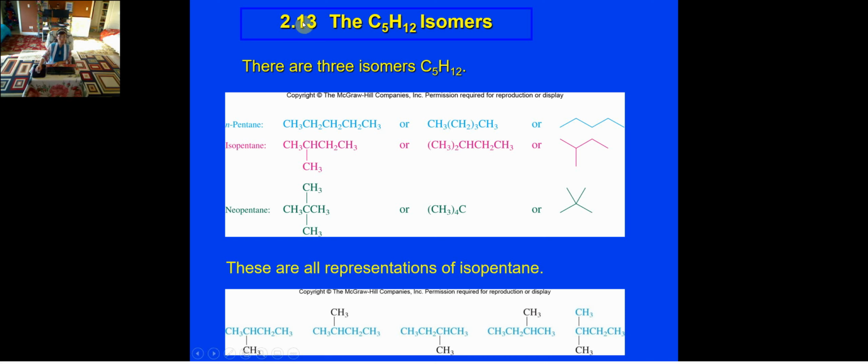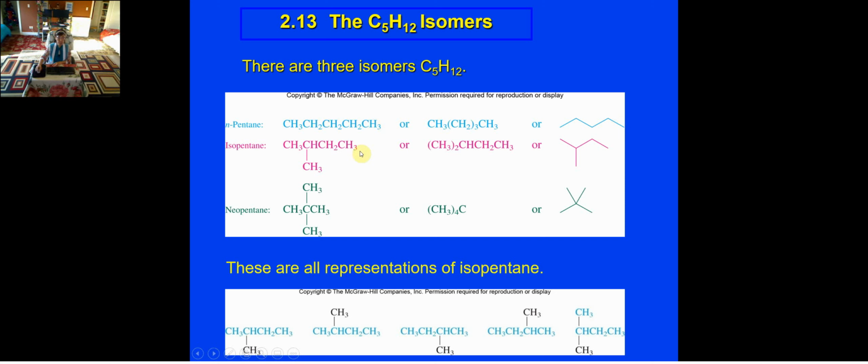So let's take a look at pentane, C5H12. How many different connections can result from this C5H12? Let's take a look. You put all 5 carbons, carbon 1, 2, 3, 4, 5, directly connected to each other. You call it normal pentane.